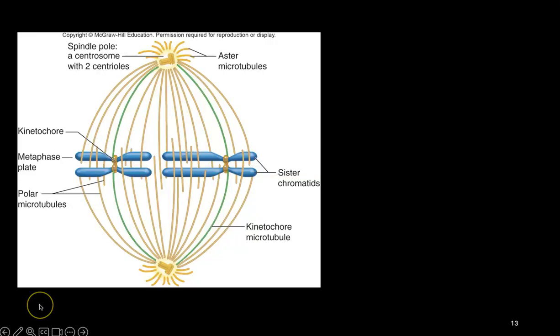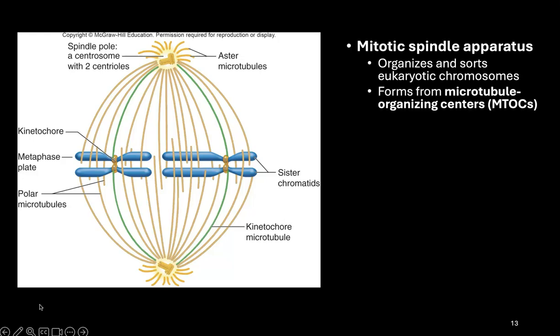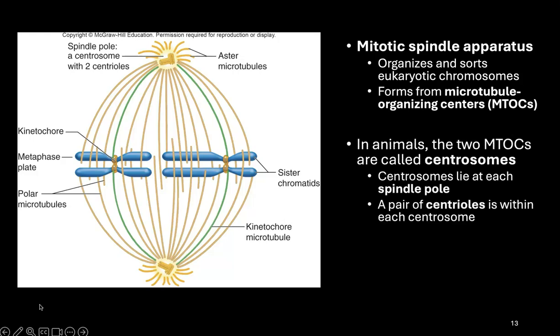This video will zoom in on M phase in the cell cycle and outline the steps of mitosis. Before we look at the steps in mitosis, let's briefly examine the mitotic spindle apparatus. These are the structures that organize and sort chromosomes during mitosis, and their function is crucial to proper cell division.